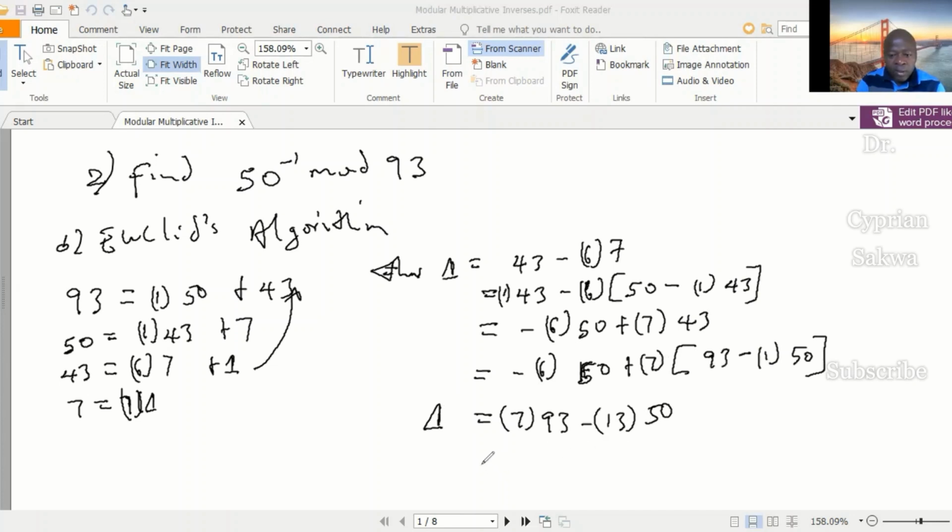In other words, what this means is that negative 13 is the inverse. But I want to write this as a positive number. So negative 13 mod 93. I just added negative 13 plus 93, and that gives me 80. So 80 is the inverse of 50 using Euclid's algorithm. And that's how you find the inverse using Euclid's algorithm.